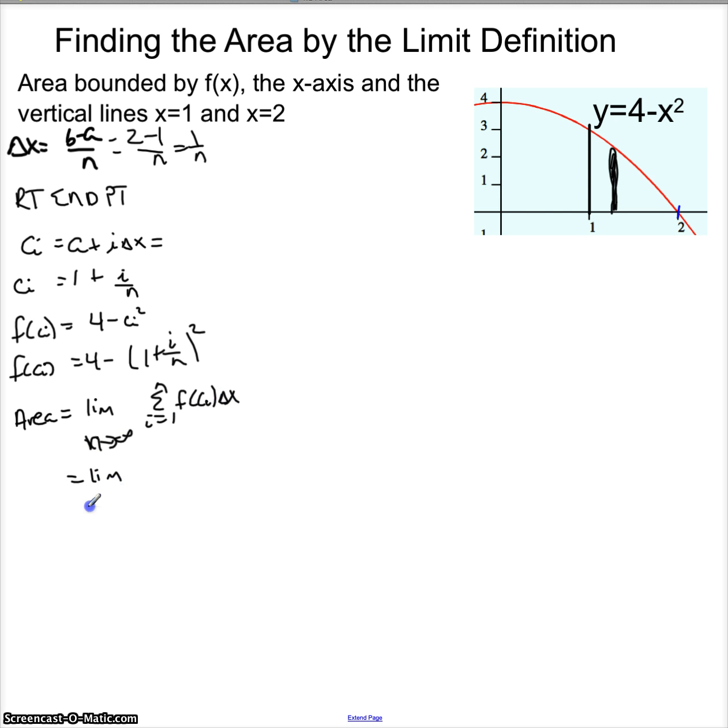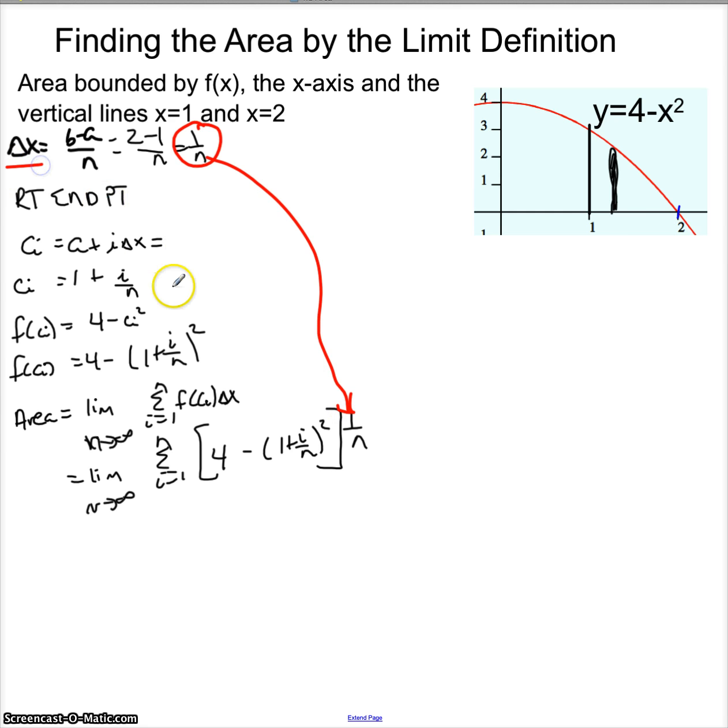So it's the limit as n approaches infinity of the summation i equals 1 to n. Now f of c sub i is not attractive: 4 minus (1 plus i over n) squared, and delta x is 1 over n. I want to make sure you're seeing where I'm getting all of these terms. This delta x is in red, and this term right here is f of c sub i.